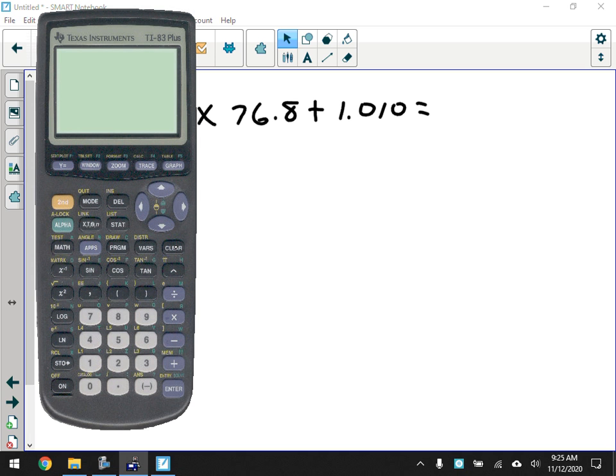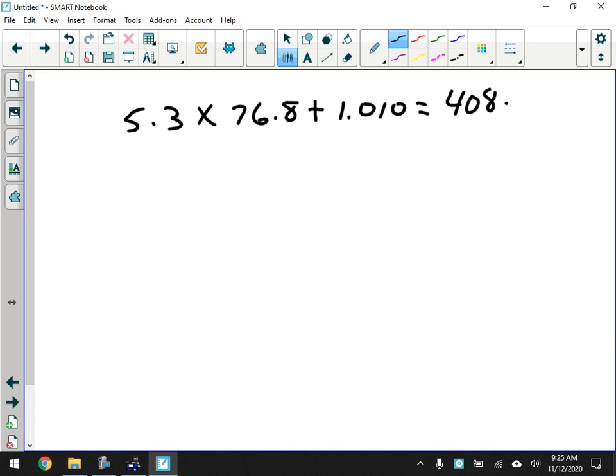So if we had something like this here, 5.3 times 76.8 plus 1.010, I would enter that in the calculator. 5.3 times 76.8, and I'm going to add on to that 1.010. And I get 408.05 as an answer. Okay, good.